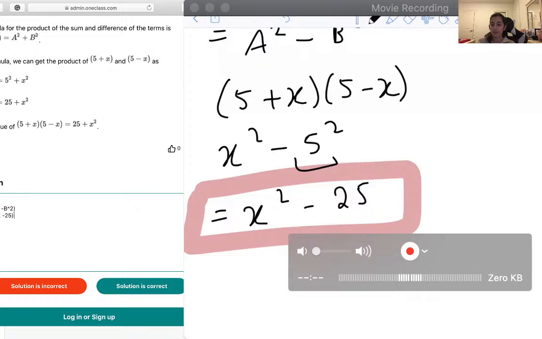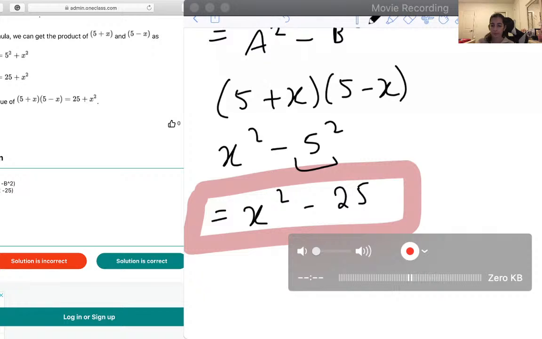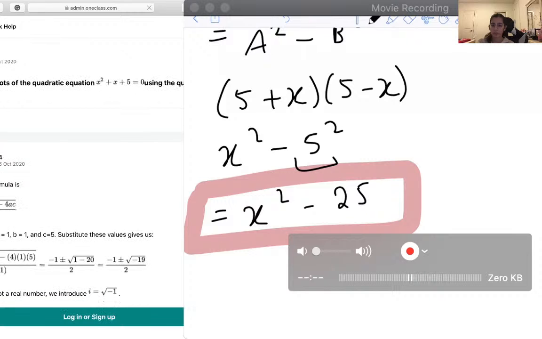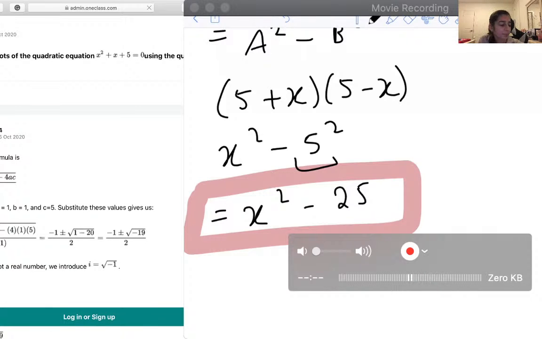Just be careful of the signs. It would actually be minus 25. Okay.